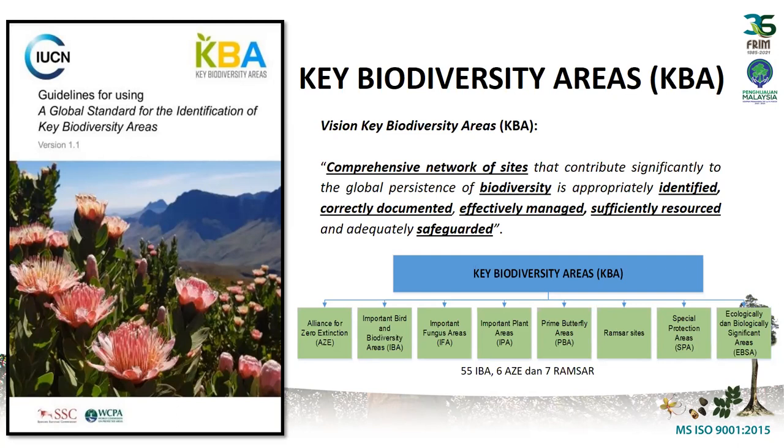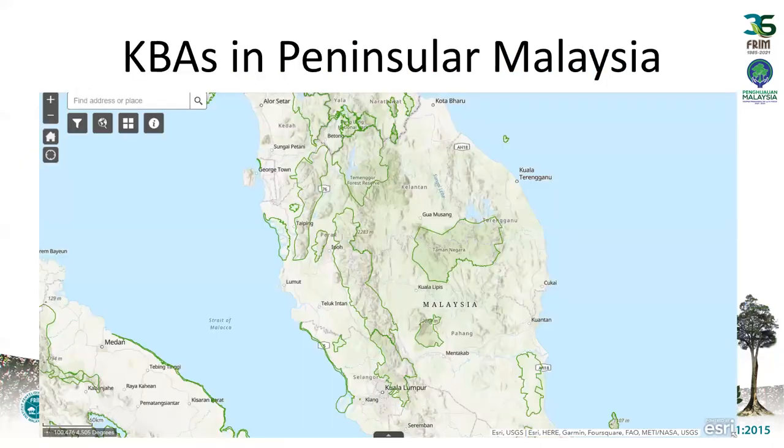Yang paling menarik adalah important bird and biodiversity areas yang mana kita boleh cuba masukkan semua elemen vertebrates dalam tu, dan juga important plant areas dan juga prime butterfly areas. Ini antara perkara-perkara elemen-elemen di bawah KBA ini tadi. Jadi ini adalah peta KBA di Semenanjung Malaysia berdasarkan database yang kita perolehi di bawah World Database of Protected Area. Tuan-tuan dan puan-puan boleh tengok setiap satu kawasan KBA ni pun ada didaftarkan, ada detail information dia.